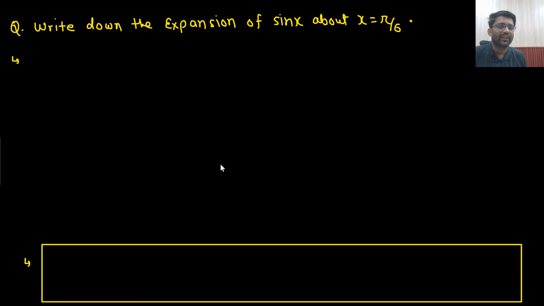Write down this question: write down the expansion of sin x about x = π/6. Can you apply method 2 here? Can you apply method 2? No. Why is that so? Why can I not apply method 2? Sir, I know the expansion of sin x. Okay. Sir, I know the expansion of cos x. So what?